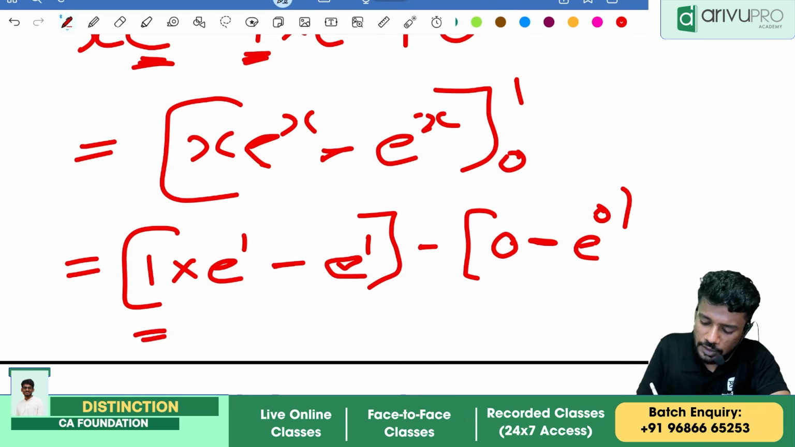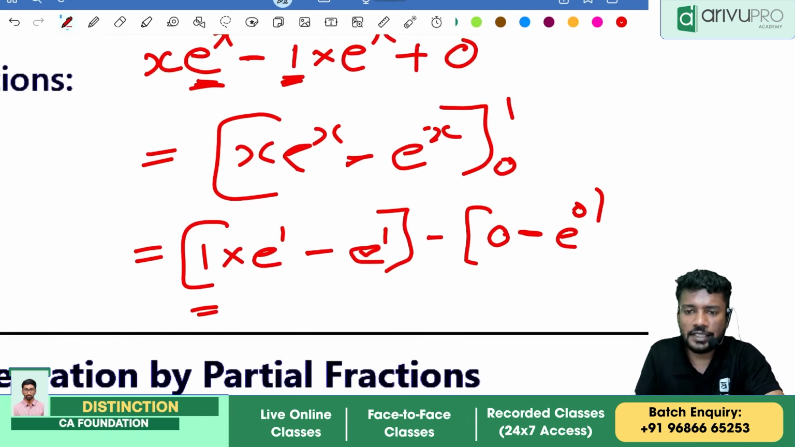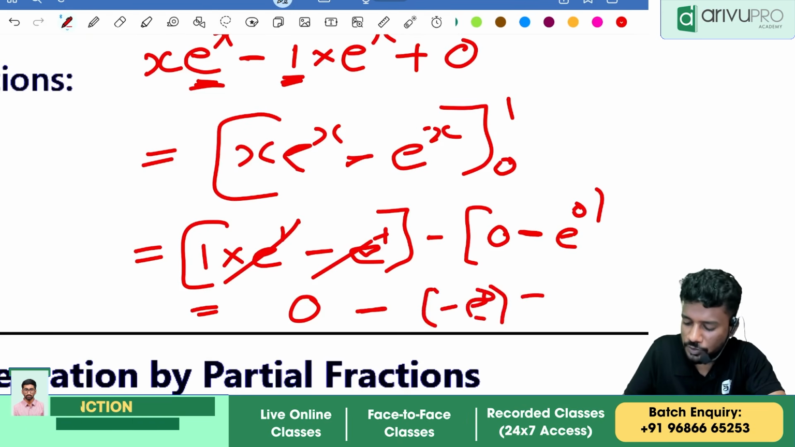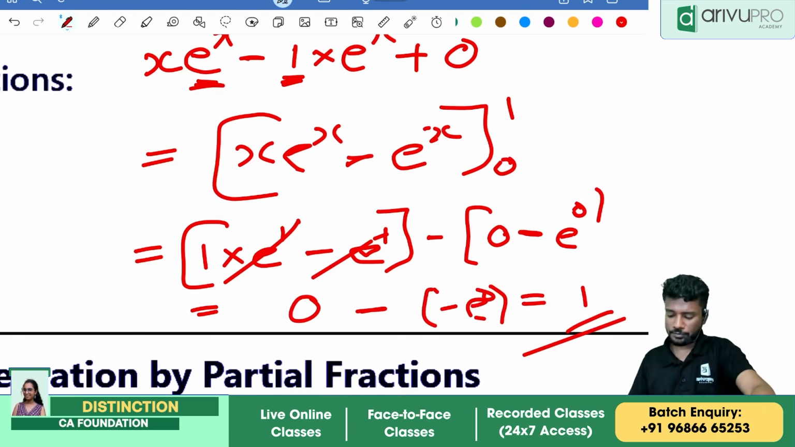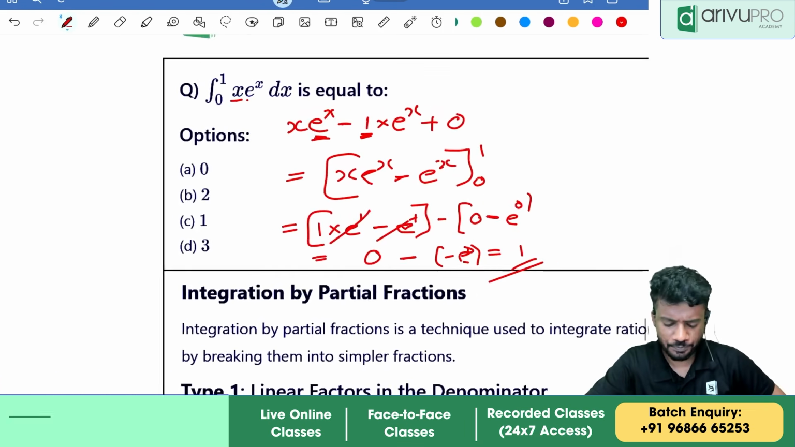Now e raised to 1 is how much? E. E minus e is how much? The 0. 0 minus of minus e raised to 0 is how much? E raised to 0, 1. Yes. The answer is 1. The answer is how much? The 1.